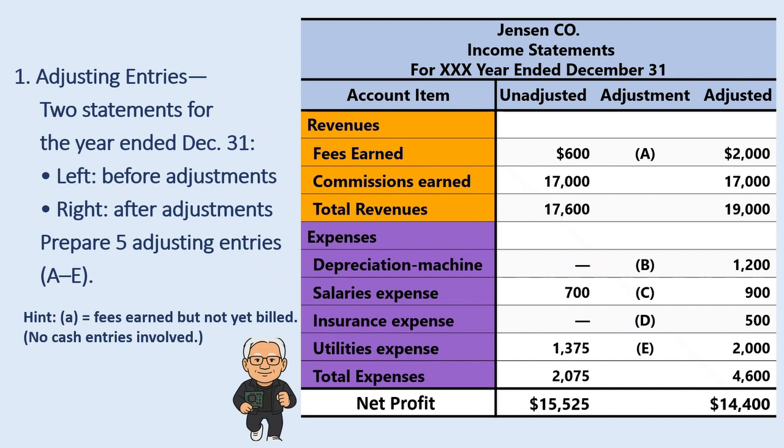There are 5 adjustments, labeled from A through E. For example, entry A reflects fees that were earned but not yet billed. It's important to note that none of these adjusting entries involve cash. They are accruals and deferrals only.